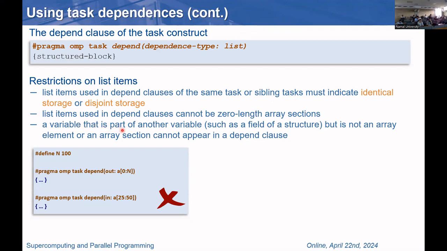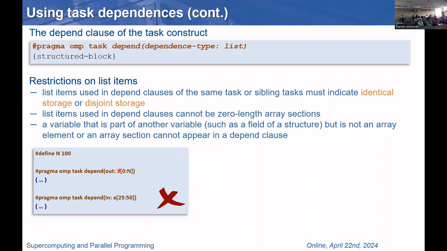And a variable that is part of another variable, like a field on a structure, but it is not an array element or an array section, cannot appear in a depend clause. Okay. So this means that, yeah, but actually, I would say that if a field of a structure is an integer, it should appear in the clause, but here it says that do not.